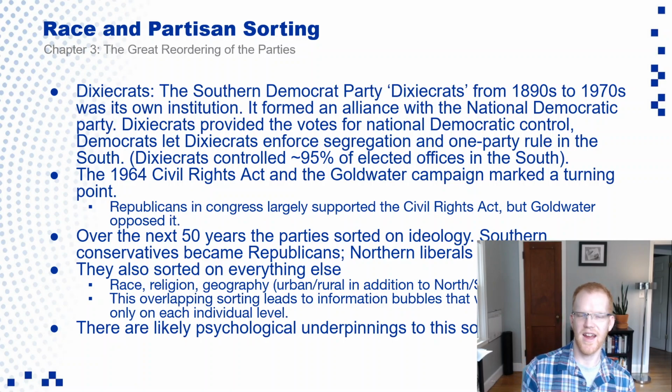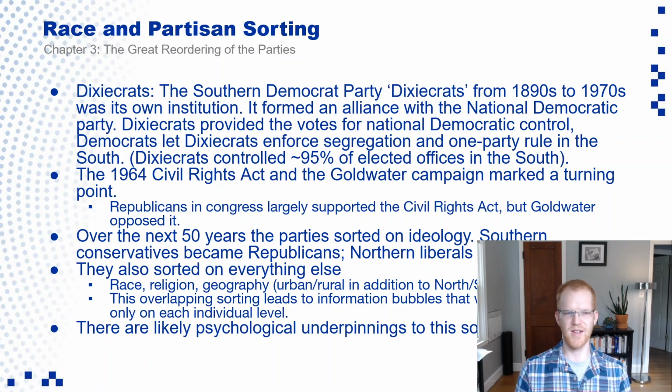1964 Civil Rights Act and the Goldwater campaign marked a turning point. So the Civil Rights Act was passed by a Democratic president, but it also was actually supported by a number of Republicans in Congress. However, the Republican nominee in 64 was Barry Goldwater, who ran against the Civil Rights Act. That, combined with having a Democratic president who signed it into law, supported it, and pushed it through Congress, meant that the party started to polarize around civil rights, with Democrats being the pro-Civil Rights Party and Republicans being against the Civil Rights Movement and Civil Rights Act.